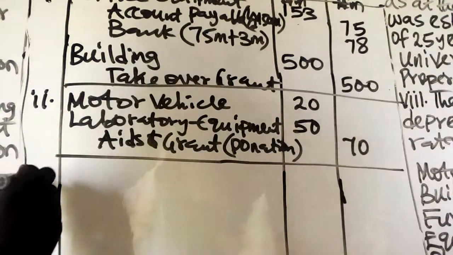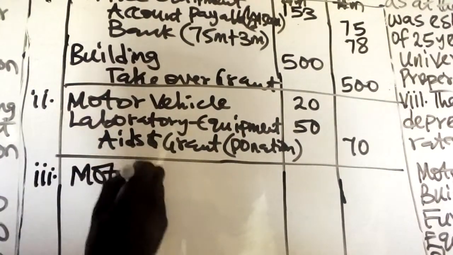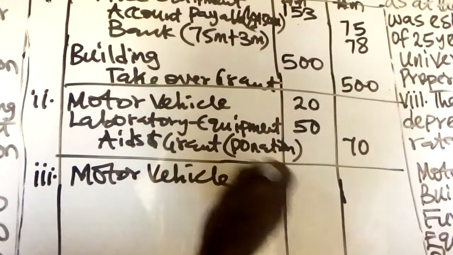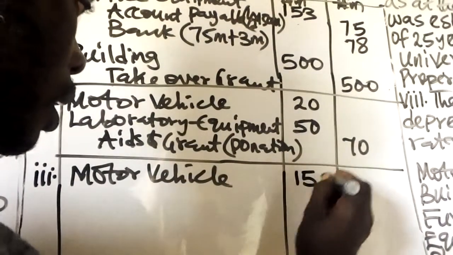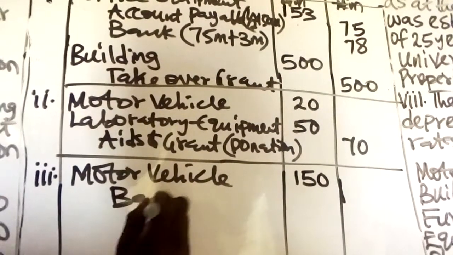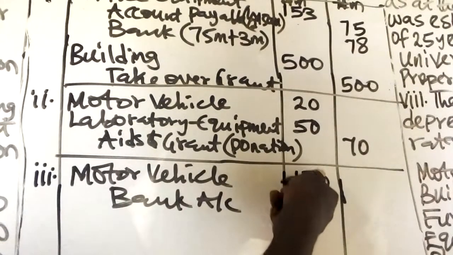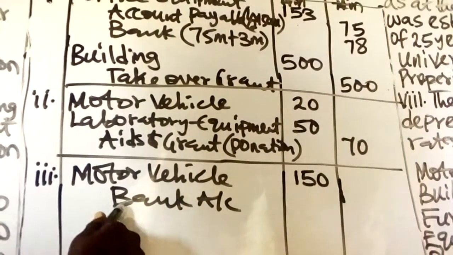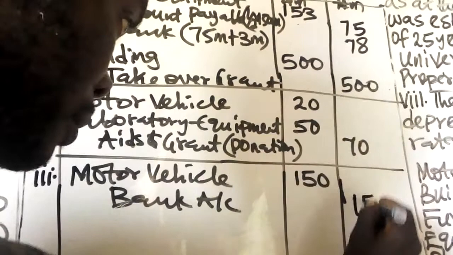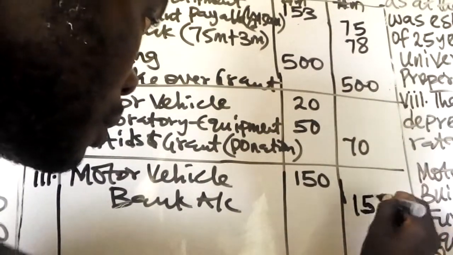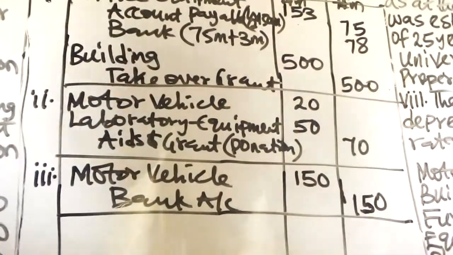So that is three. We debit motor vehicle, that is acquisition of motor vehicle, and the cost is 150 million naira. And you credit bank. Both are assets. Motor vehicle is an asset. When you acquire motor vehicle, the asset increases. But when you make payment through bank, your asset is reduced. So you credit bank. Being the recording of acquisition of motor vehicle during the period.